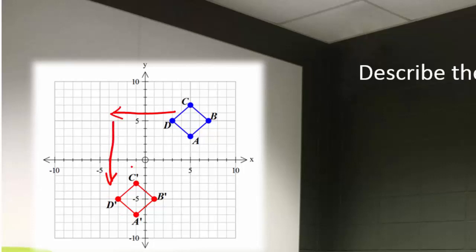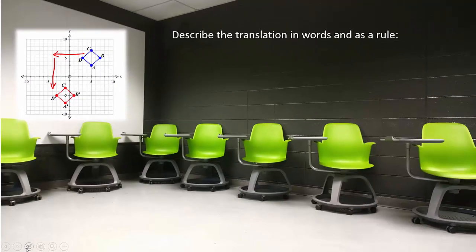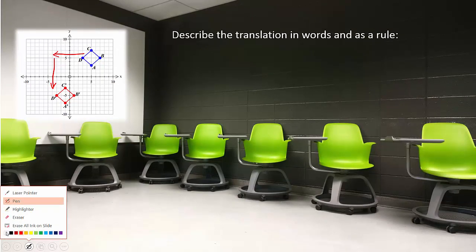And you always want to consider your side-to-side or horizontal movement first, and then your vertical movement or up and down second, because that's how we map coordinates. X moves us sideways, Y moves us vertically. So to describe this translation in words, I first want to talk about how did we move it horizontally. Well, we moved left.